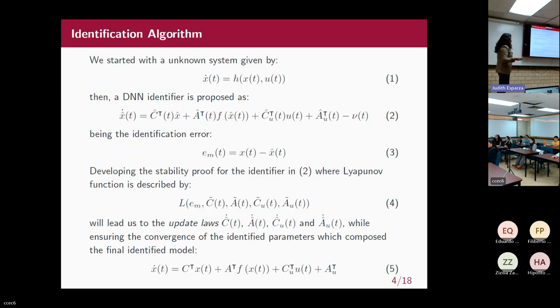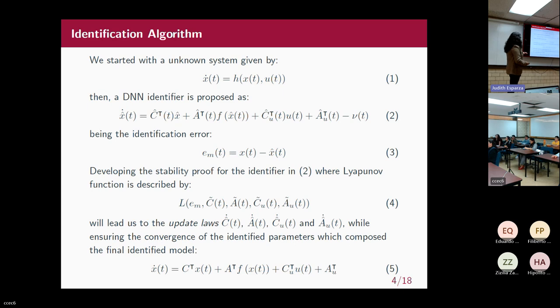That being said, I'm going to explain how the identification process is done. This is the algorithm I present to you. You start with not an unknown system, but an unknown structure model system, at least. Then a dynamical neural network identifier is proposed, as you can see too.